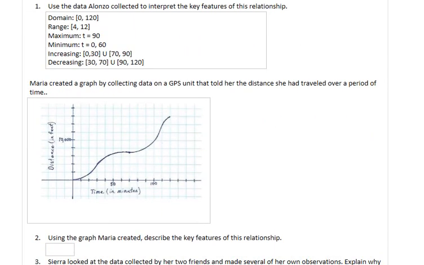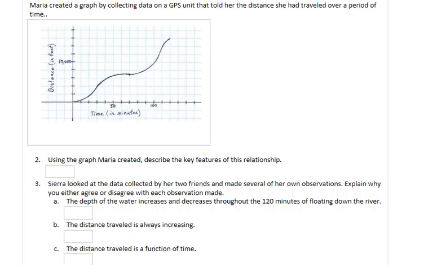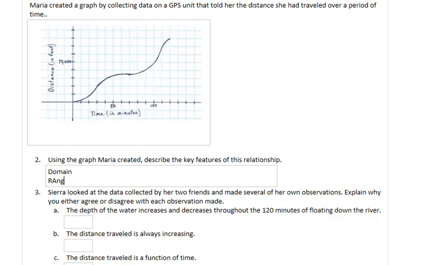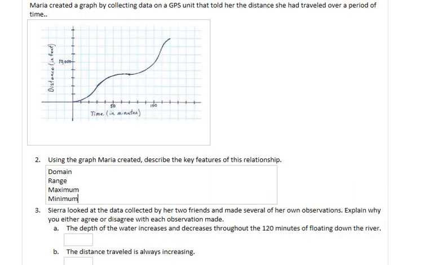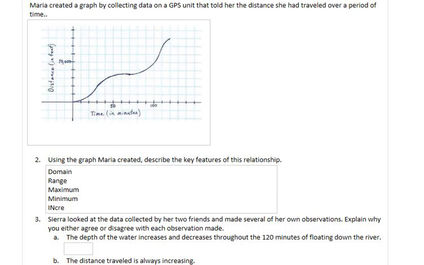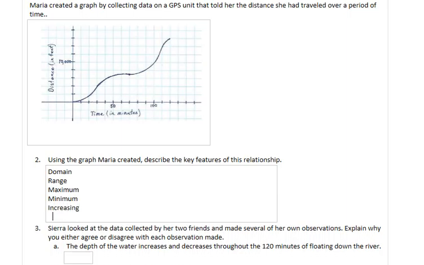Cool, there's our table. Now we're going to do a similar kind of thing with our graph. We have a distance graph here, just plotting how much distance they went throughout their trip. And again, we've got domain, range, maximum, minimum, increasing, decreasing.